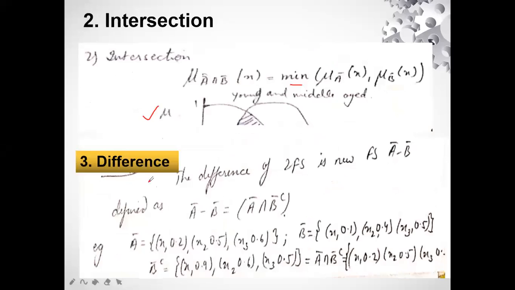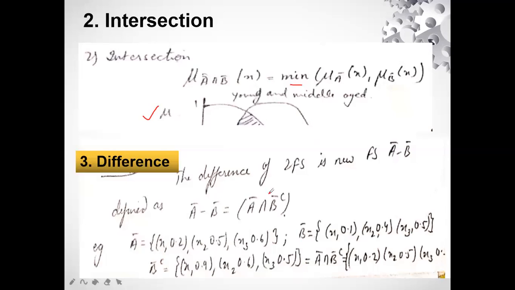Now we have the difference. What is the difference? The difference is A bar minus B bar is equal to what? A bar intersection B bar complement. Now we all know how to find out the complement. Then we know how to get the intersection of these two sets. So what I'm going to do is, this is A bar. Let's say A bar is x1 0.2, x2 0.5, x3 0.6. And what is B bar in the question? It is x1 0.1, x2 0.4 and x3 0.5.